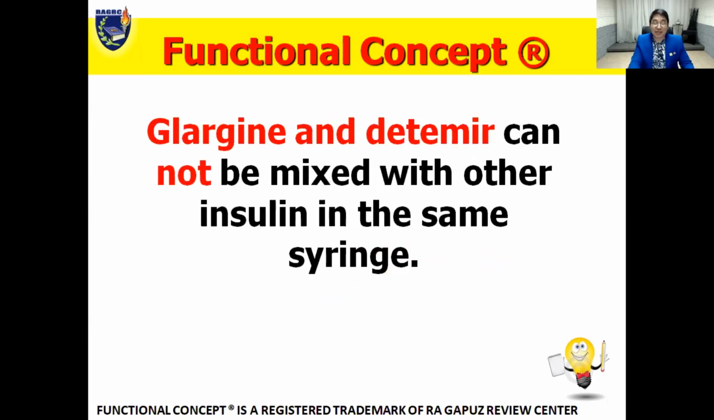Glargine and detemir cannot be mixed with other insulin in the same syringe, but can we use it as part of a combination treatment, meaning long-acting insulin like Glargine, okay, and short-acting insulin? Yes, they can be used in combination, but they should be administered in separate syringes. You don't mix it in the same syringe, okay?